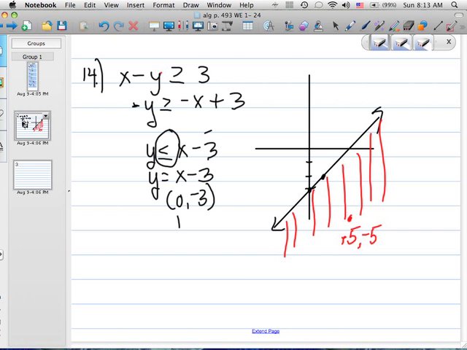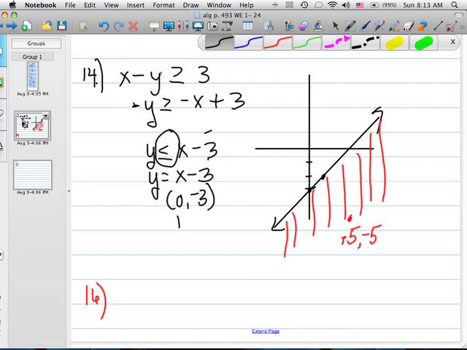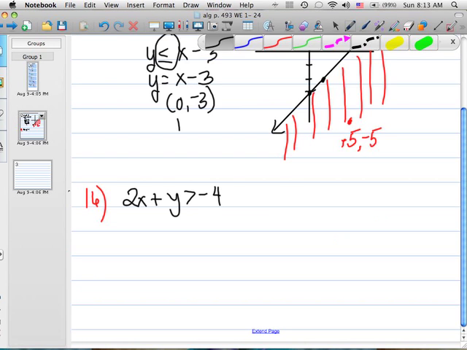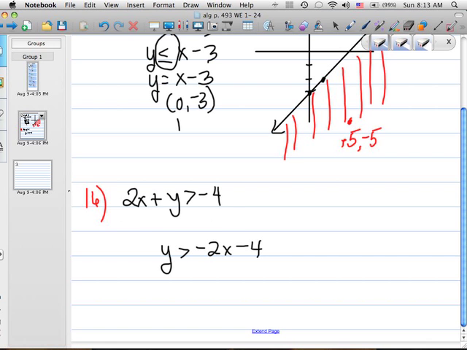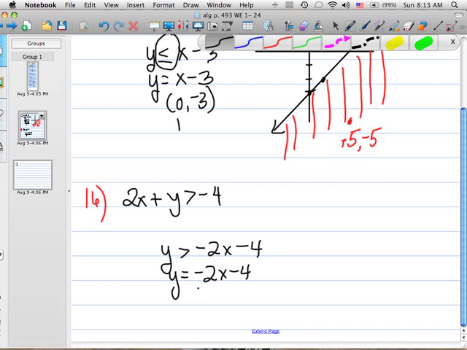Problem number 16. We have 2x plus y is greater than -4. So again, we've got to get this solved for y. So we're going to subtract 2x from both sides, or just move it over. So now we have y is greater than -2x minus 4. You don't have to show that. Just move it. And that's solved for y, so now we can write the boundary equation y equals -2x minus 4. So our intercept is 0, -4, and our slope is -2, down 2, right 1.